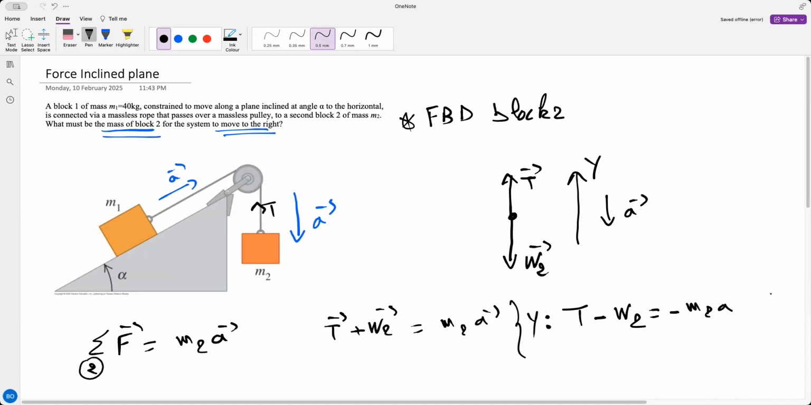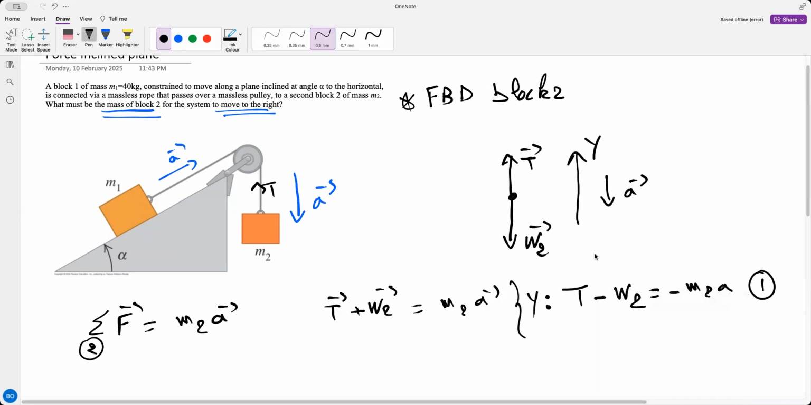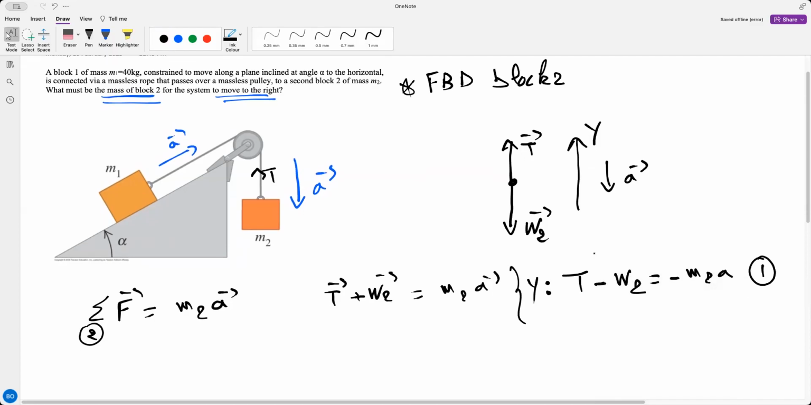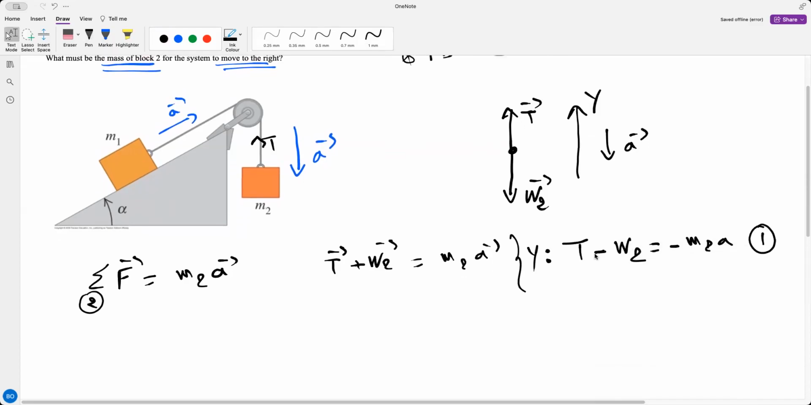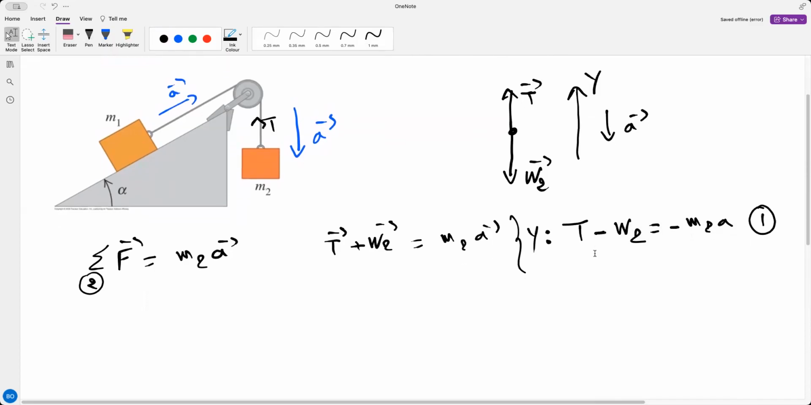Okay, this is an equation. Let's say this is equation 1. Now, let's look at the free body diagram of block 2.